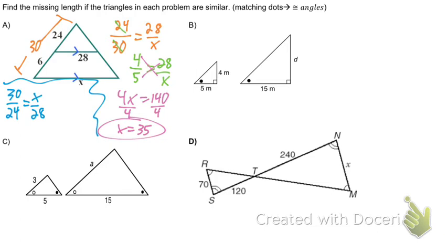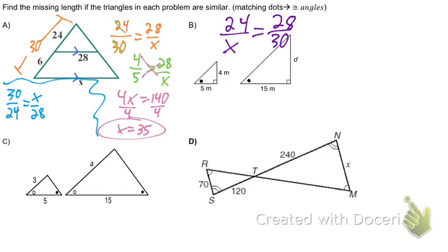Here's an example of something I couldn't do to show you what I mean. I could not do 24 over x is equal to 28 over 30. If I do that, I will not get the same answer. If I cross multiply these, I still get the same answer because it's still 30 times 28 and 24 times x. But if I do that, I don't get the same thing. I have 24 times 30 now and x times 28.